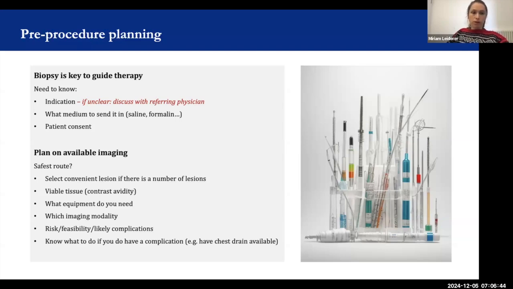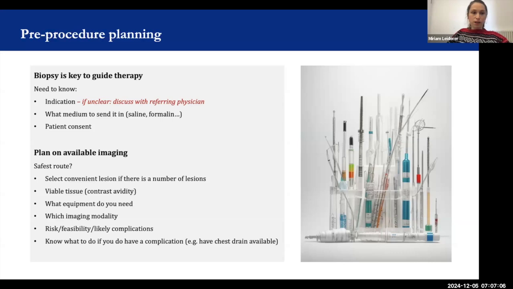Then of course you need to know what medium you're going to send your biopsy in. So what might it be? Usually you'll use formalin for core biopsies. And you need to check that the patient is consenting to the biopsy, because if they don't want something, then they don't need to have it.